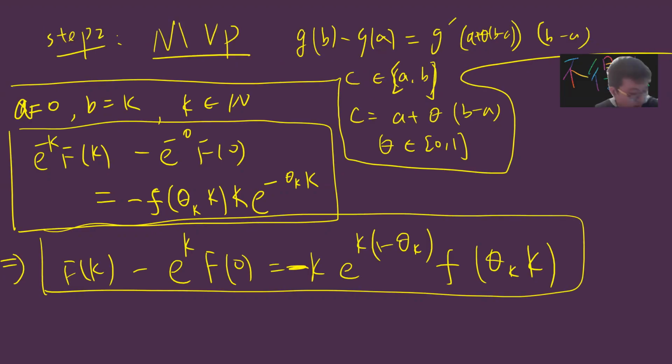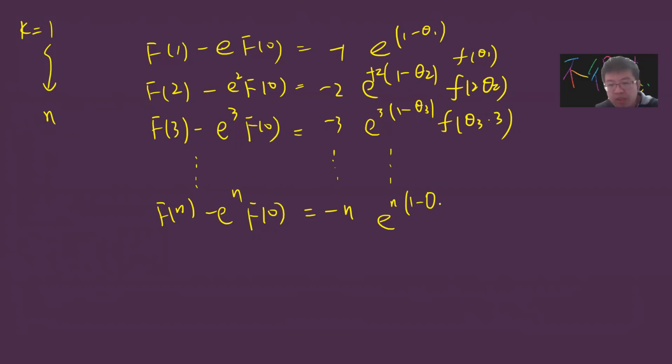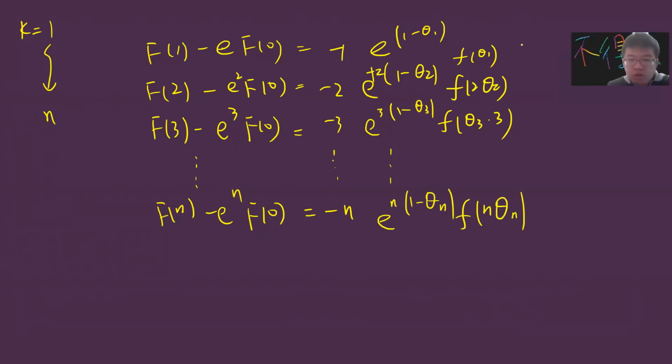so 1 minus theta 2, f of 2 theta 2, then exponential 3, 1 minus theta 3, f of theta 3 times 3, up to the exponential n, minus 1 minus theta n, f of n times theta n. Okay, so you don't need to worry about this. Let's call these epsilon 1, epsilon 2, epsilon 3, up to epsilon n.